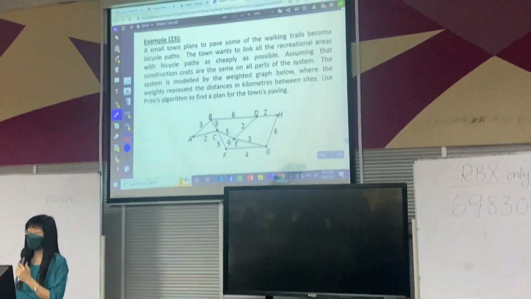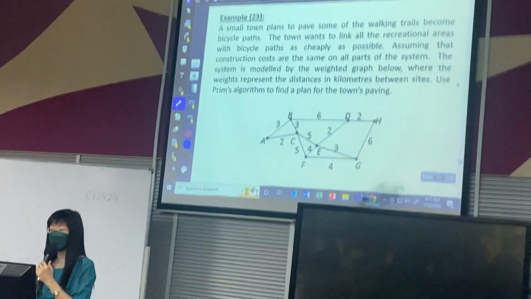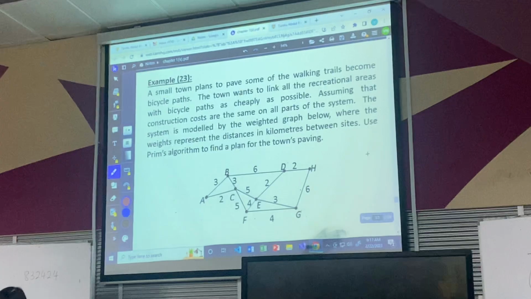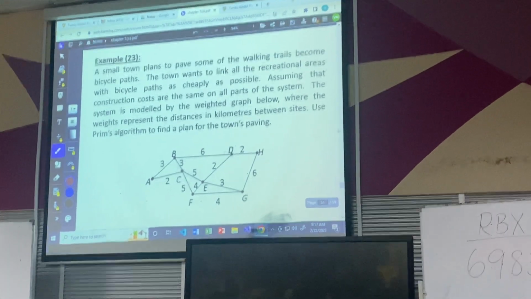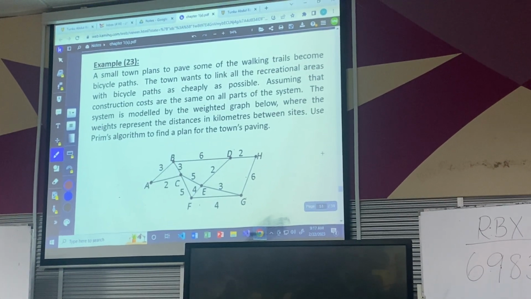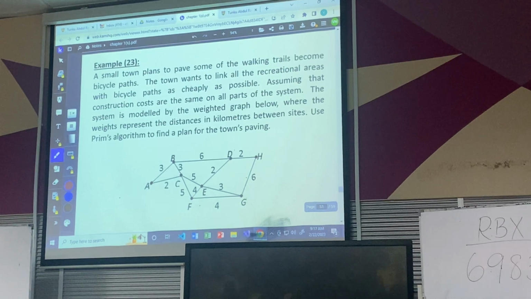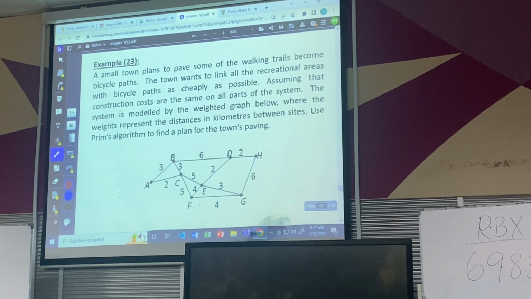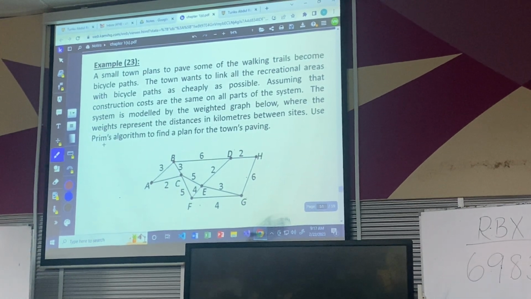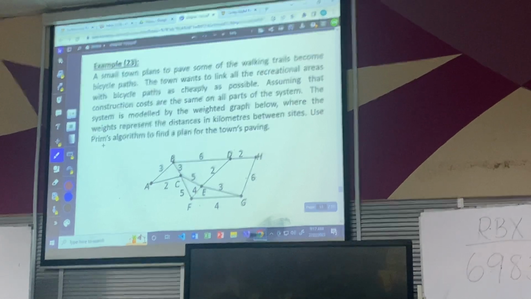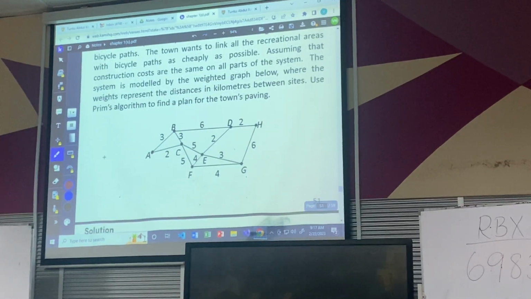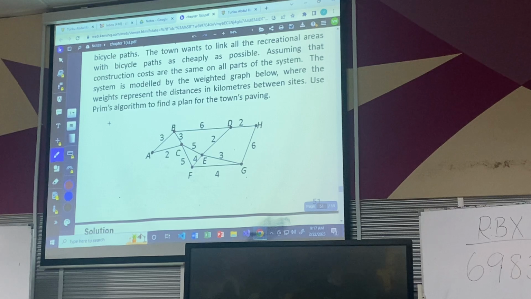Given here, which is the weight, we will try to find the minimum cost. To help with this, we can use Prim's algorithm to find the plan for this town paving. So for the vertices here, we will do the same as just now.